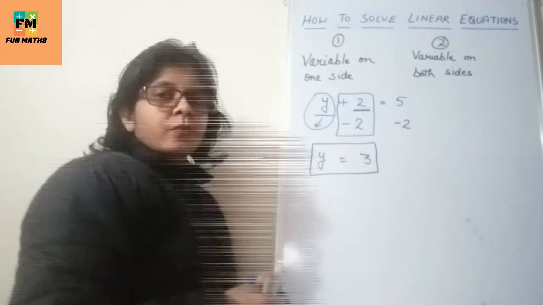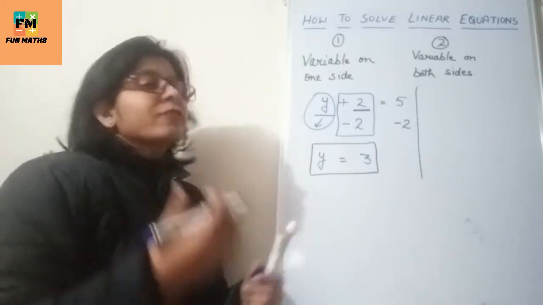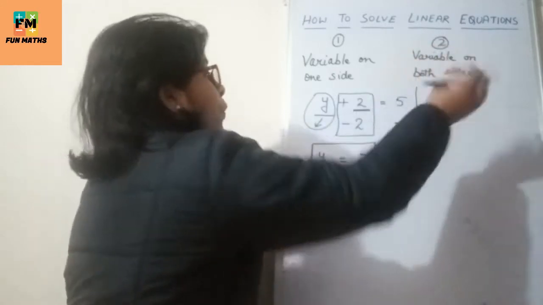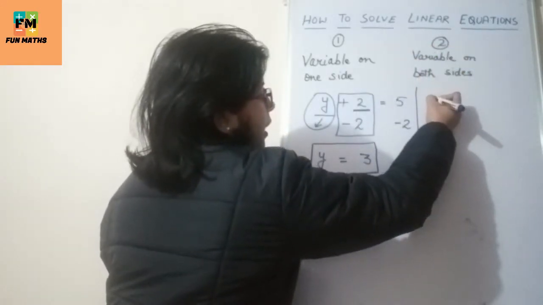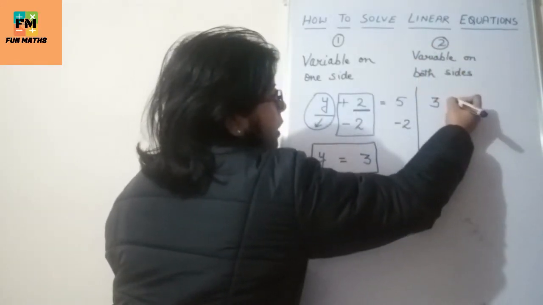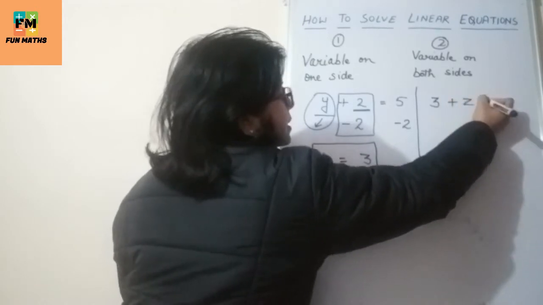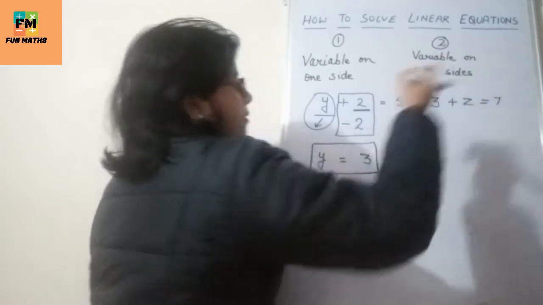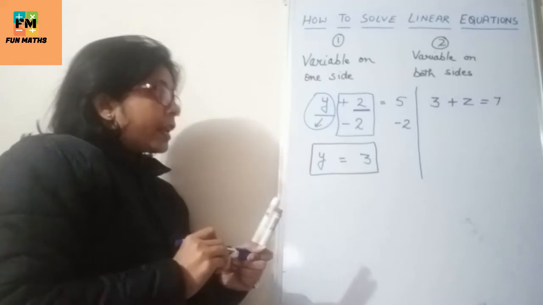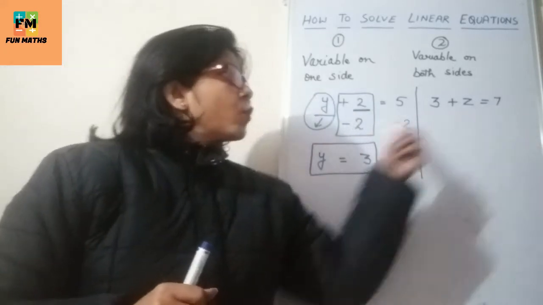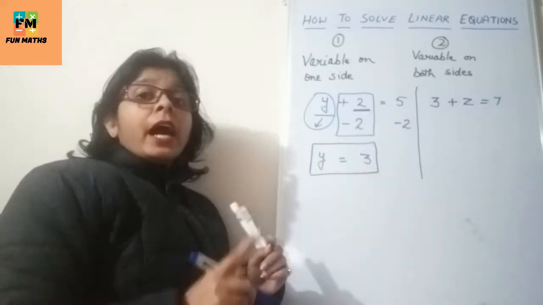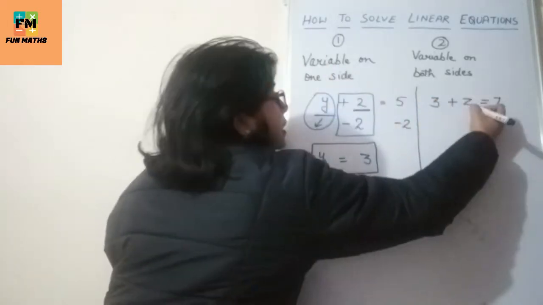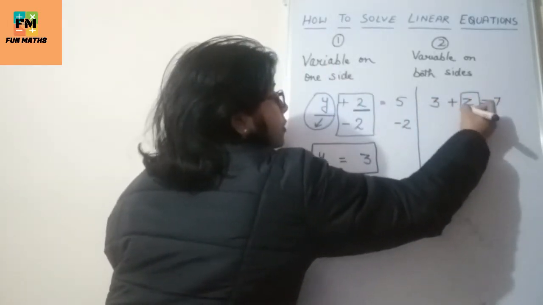Is it or not? Now quickly let's start with one more example to understand it properly. Okay. Let me write over here 3 plus z is equal to 7. Alright. Now if you see in this equation, we have unknown variable z. We have to find the value of the z, right?